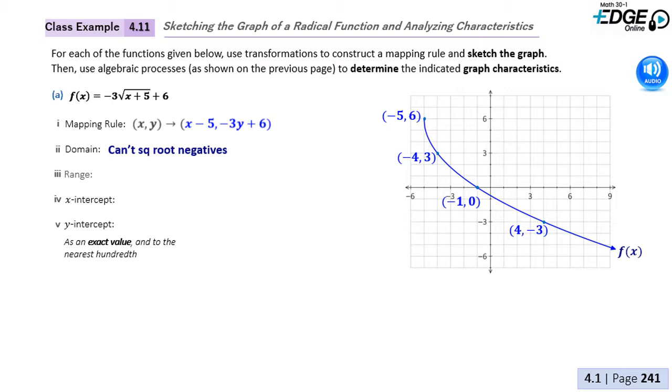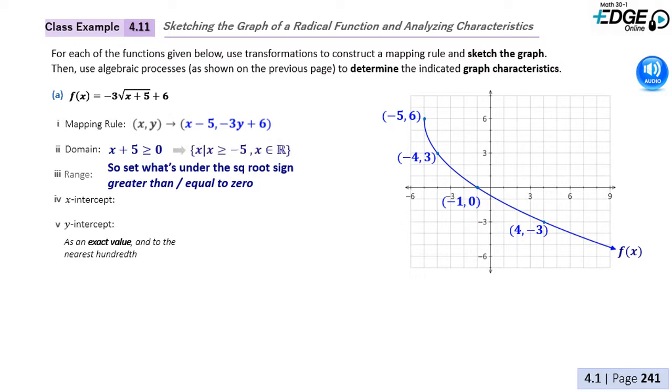Now, in order to determine the domain, remember, we just need to find which values of x make the radicand greater than or equal to 0. So let's take that x plus 5 and compare it to 0. Subtracting 5 from each side, we quickly find our domain.